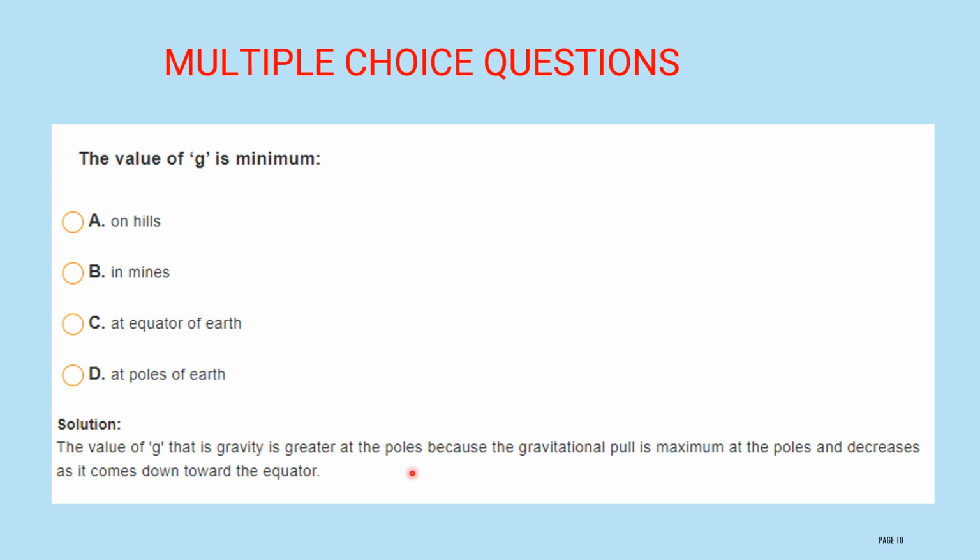The value of g will be greater at the poles because the gravitational pull is maximum at the poles and decreases as it comes down towards the equator. As it moves from the poles to the equator, the value of g decreases. Therefore, the correct answer is at the equator of Earth, where the g value is minimum. The value of g is maximum at the poles of the Earth.